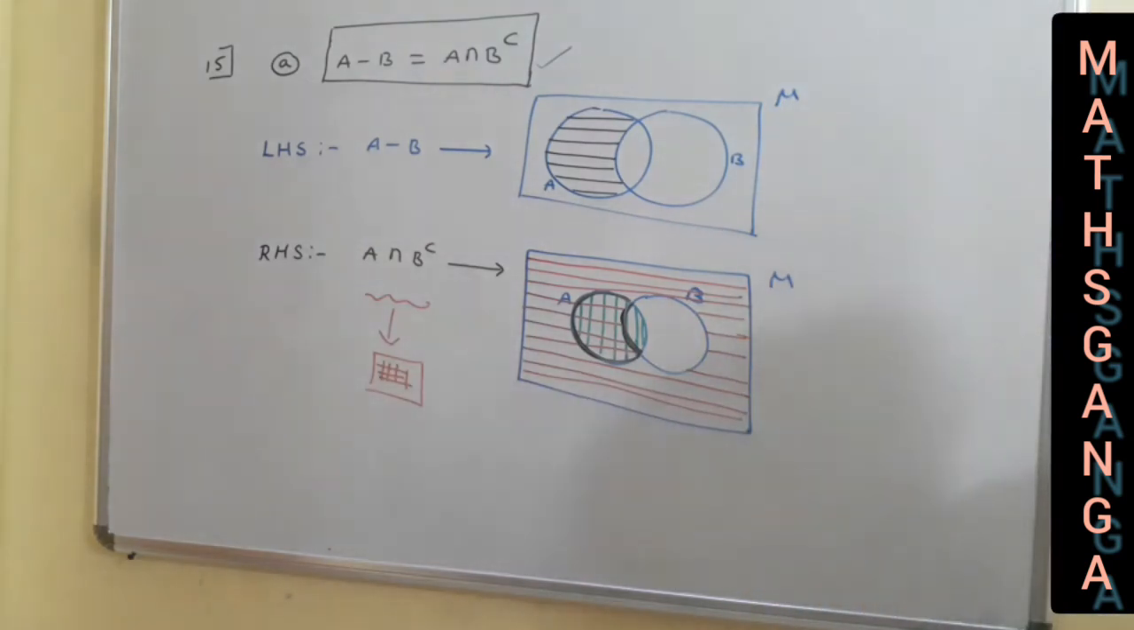And that's for today's class. There are still some laws to prove which we can prove using Venn diagrams. In the next class, I am going to prove all those things.